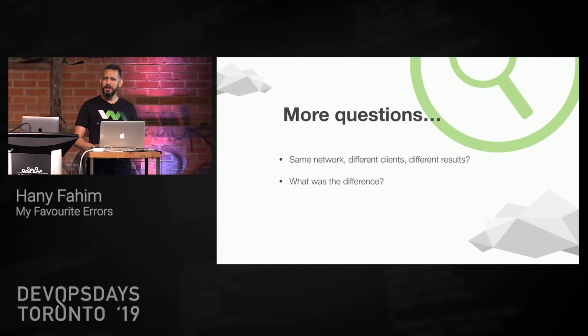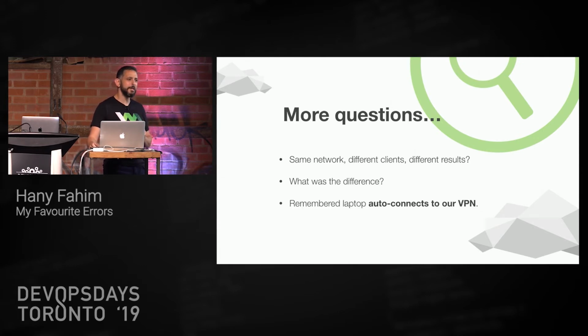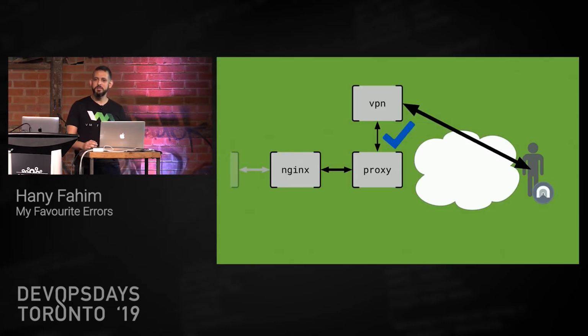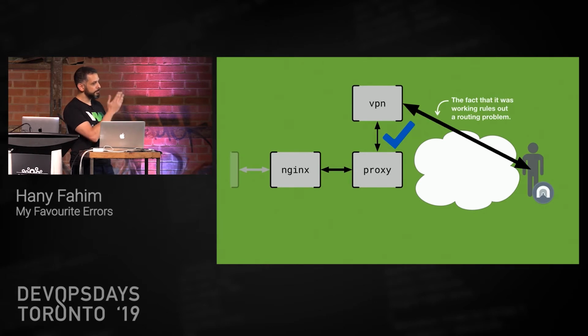And then somebody remembered, hey, you know our laptops, all our company laptops, they auto-connect to our VPN when you load it, and you don't have a VPN on our phones. So what is actually happening over here is the routes for our client were being pushed over the VPN, and so it connects, goes over the internet, goes to the VPN, which is in the same data center as the client, and hits the proxy pretty much locally. The fact that the VPN was working rules out any routing problem because it would take the same path.